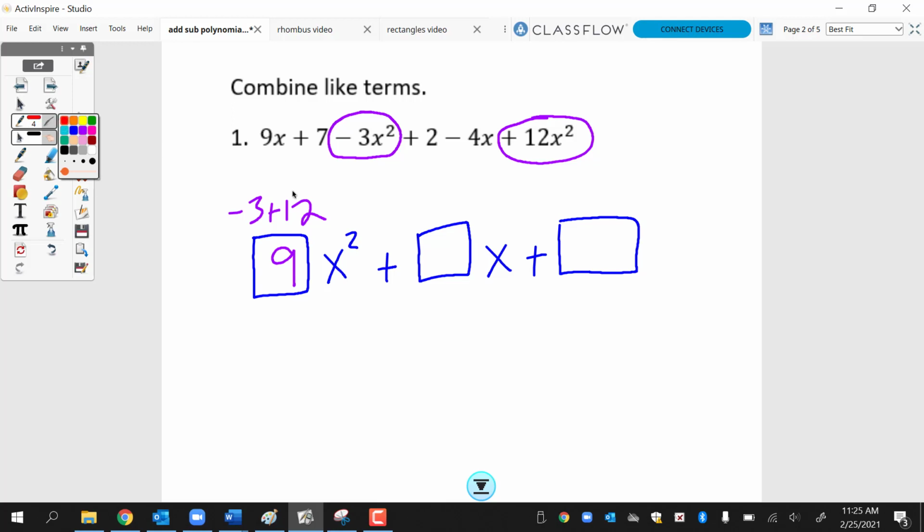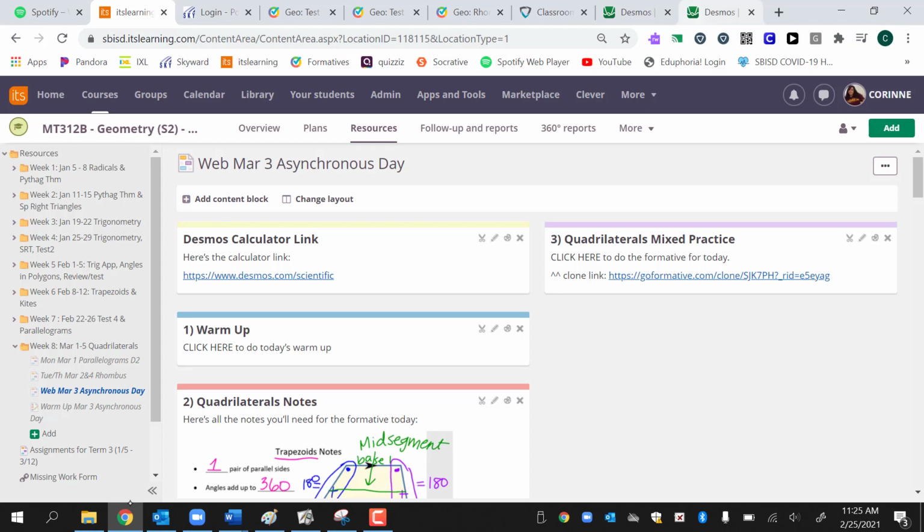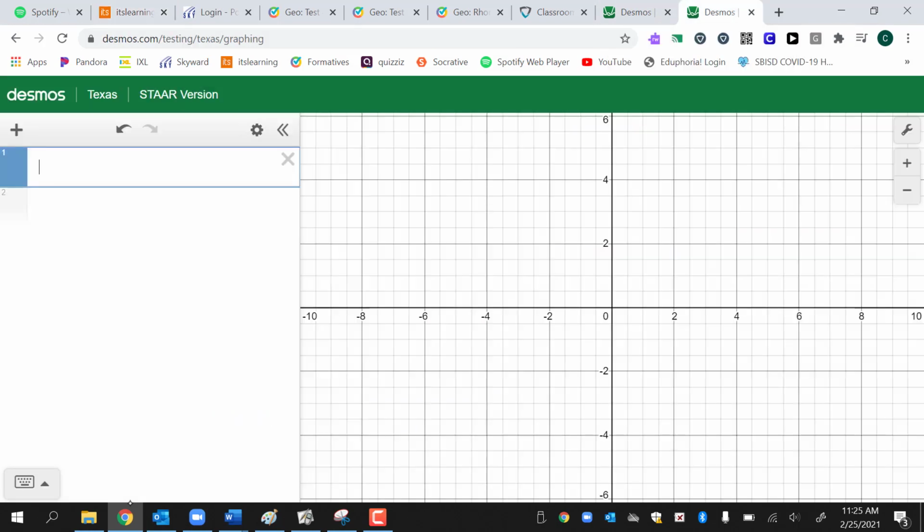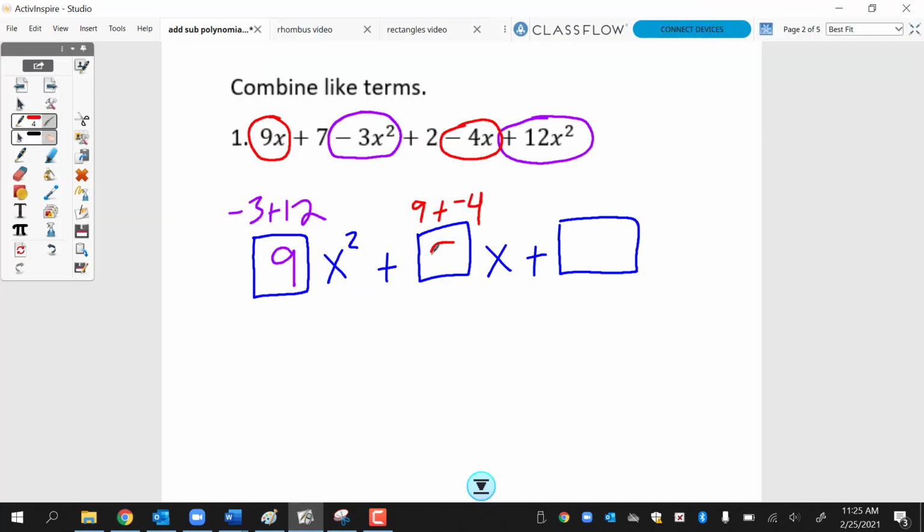Okay, to get my x number, well, where are my x numbers up here? So I have 9x. And I have a -4x, so I'm going to put 9 plus -4. I'm always adding these numbers together, just like when we combine like terms. When we have been solving equations, we just add them together. So 9 plus -4, that's a little tricky. We're going to type that in. So 9 plus -4 is a +5, so we're going to put that in.